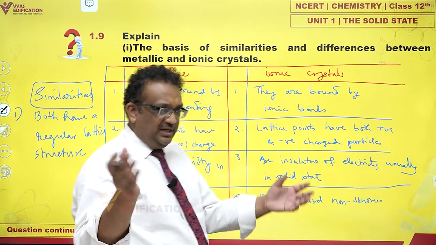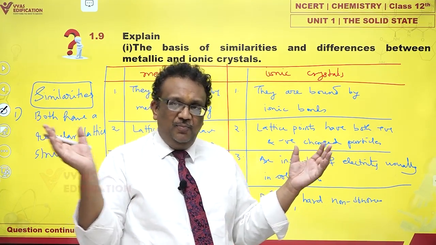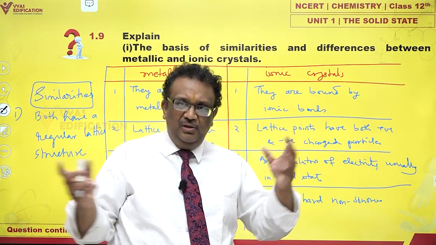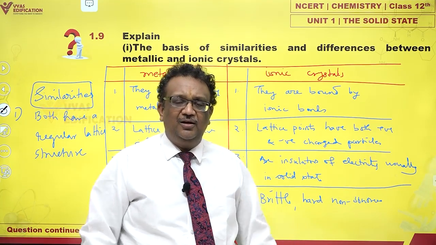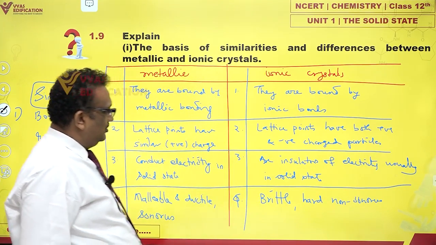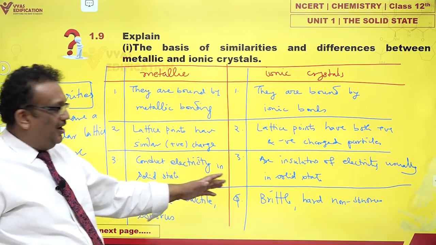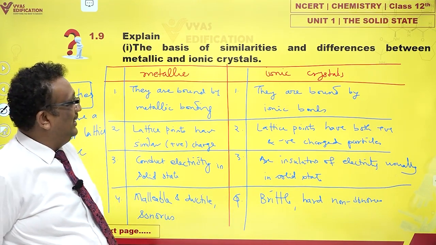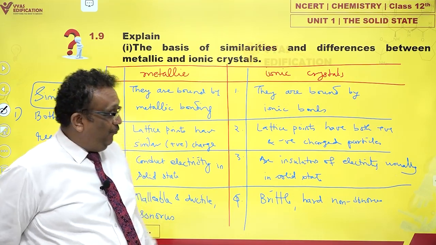Take salt crystals and try to crush them, bang them together. You won't actually hear a clinking sound of metal. It's just a dull thud, nothing else. So they are brittle, they are hard, and they are non-sonorous. These are 4 points of distinction.